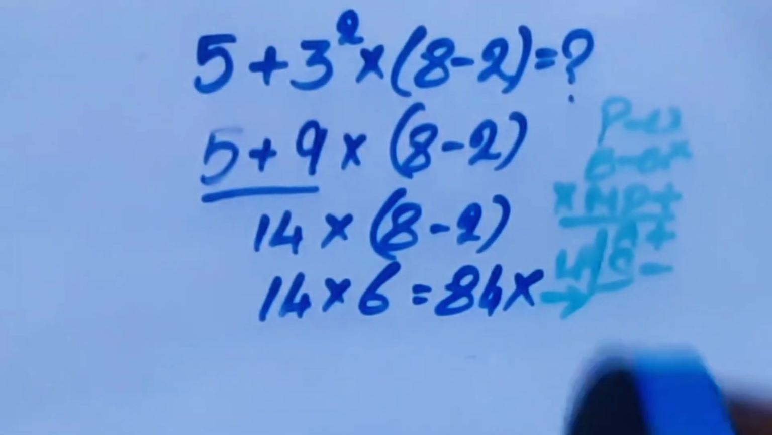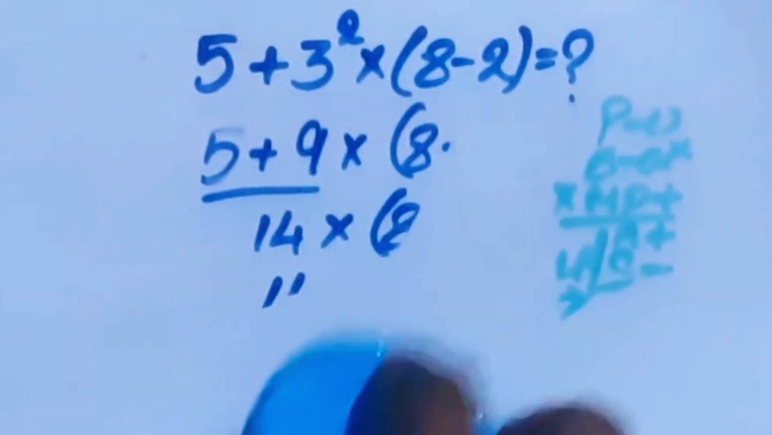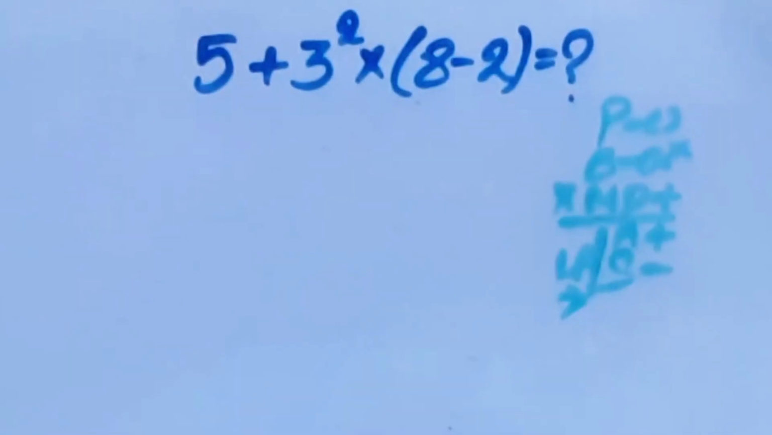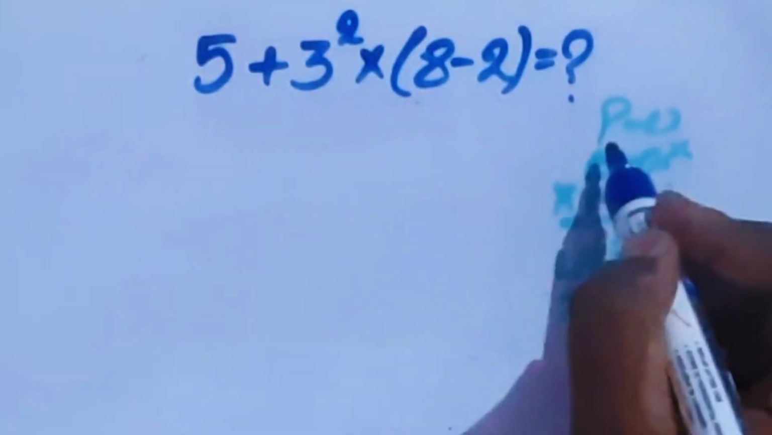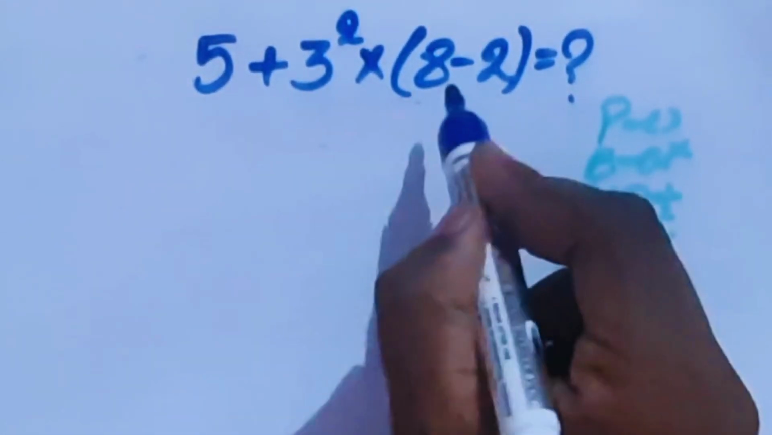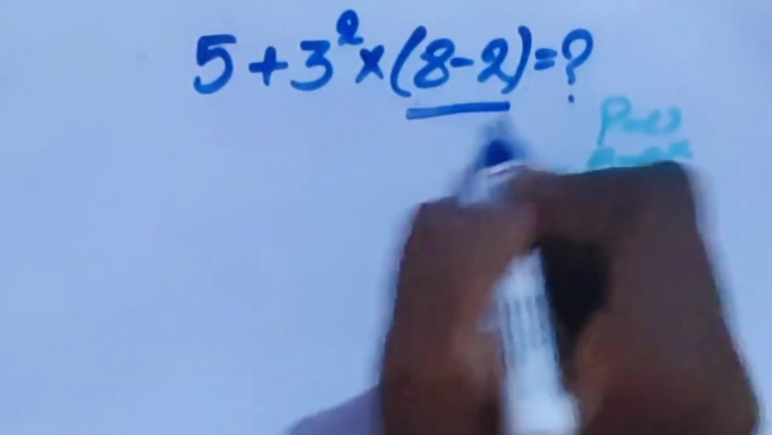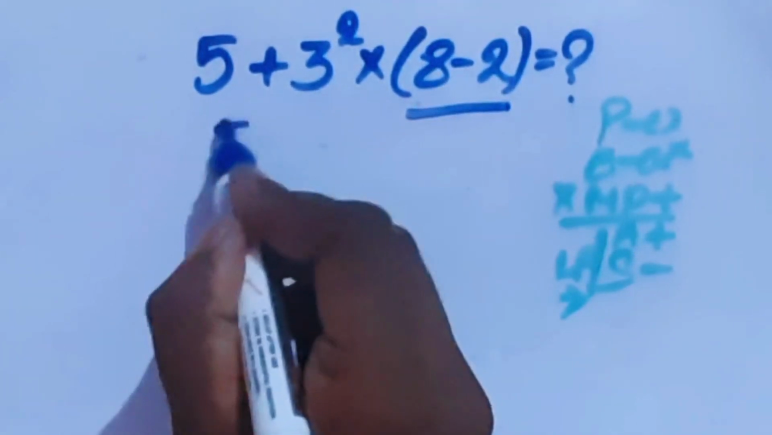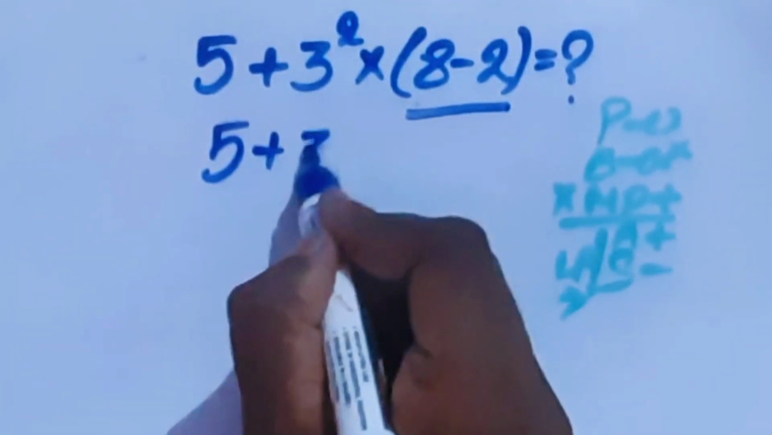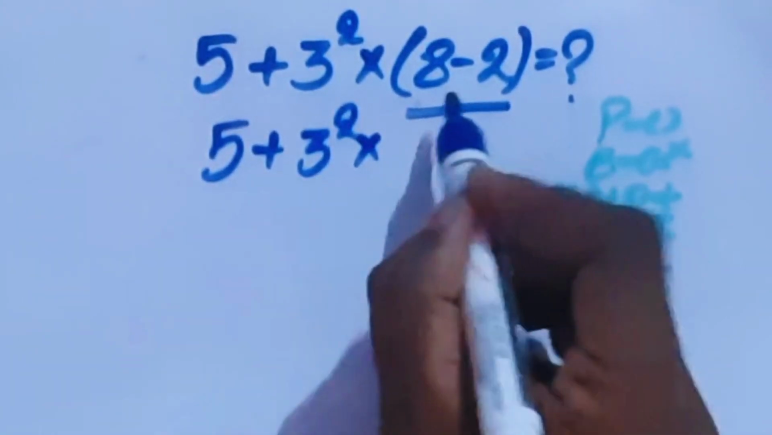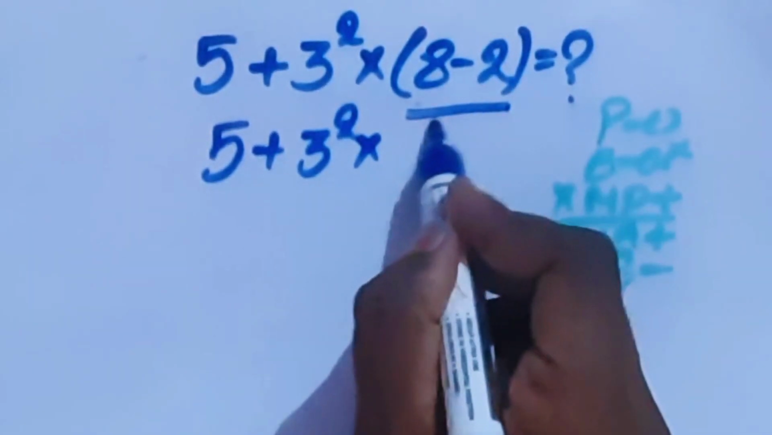Now we are going to solve this problem in the correct order by using the order of operations PEMDAS. As per PEMDAS, we have to do the bracket before any other operation. In this problem, we have a bracket here. So we have to do this bracket before the other operations. 5 plus 3 power 2 times, here 8 minus 2 is 6.